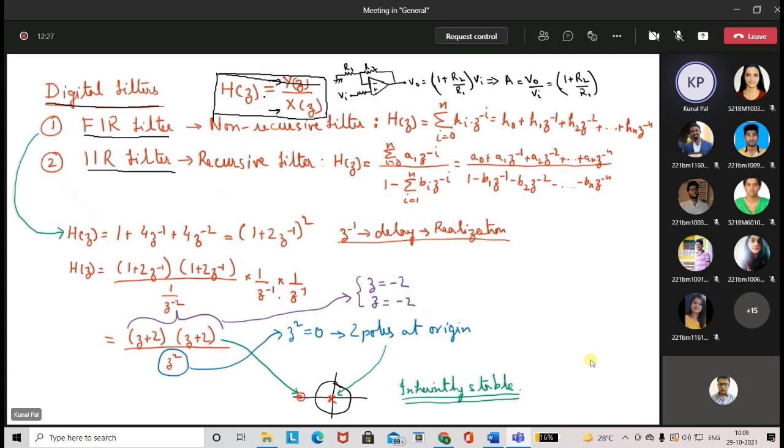Many people forget it. Previously also I have told you, now also I am telling you again. What you can do basically is, suppose you take the example of the non-inverting amplifier.